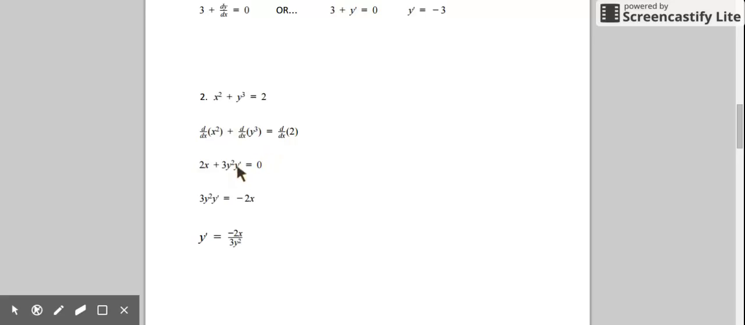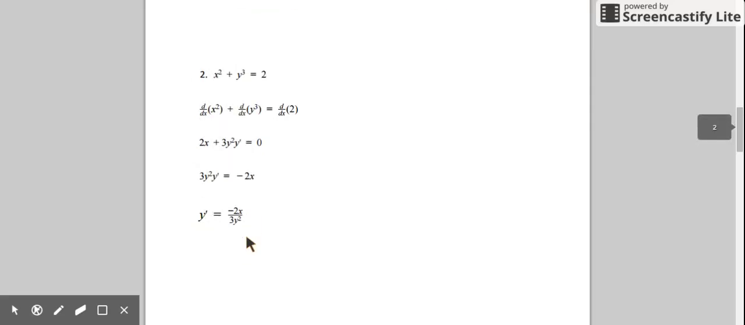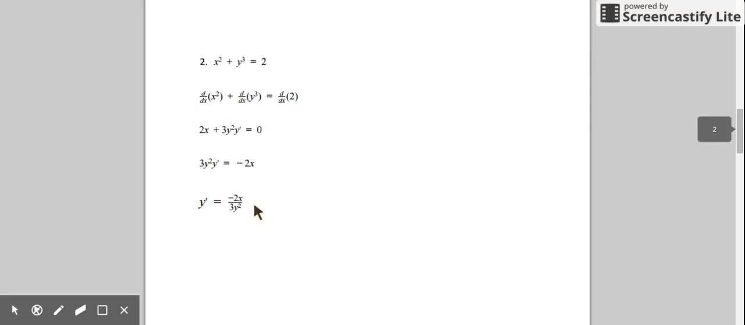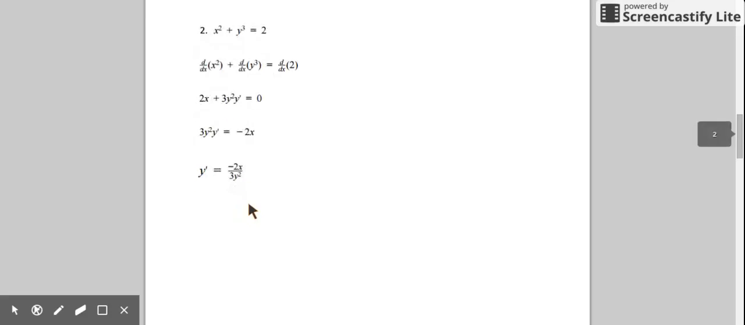So now I want to solve for y prime. I'm going to subtract both sides by 2x, or move 2x to the other side. And then I'm going to divide both sides by 3y squared. So the derivative of y with respect to x is negative 2x divided by 3y squared. And if I had coordinates, if I had an x and a y coordinate, I could plug those in, and I could find the slope or the derivative at that point. We'll do that in the next video.